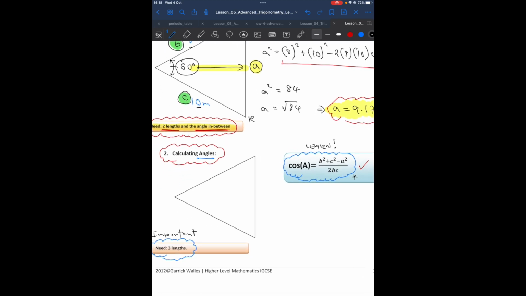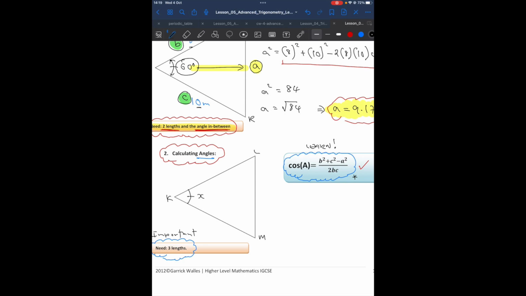The most important thing for the time being is how you actually go about using this formula to calculate an angle in any triangle that you're given. So a typical question will be similar to this. You're going to be given a triangle. Let's call it KLM.